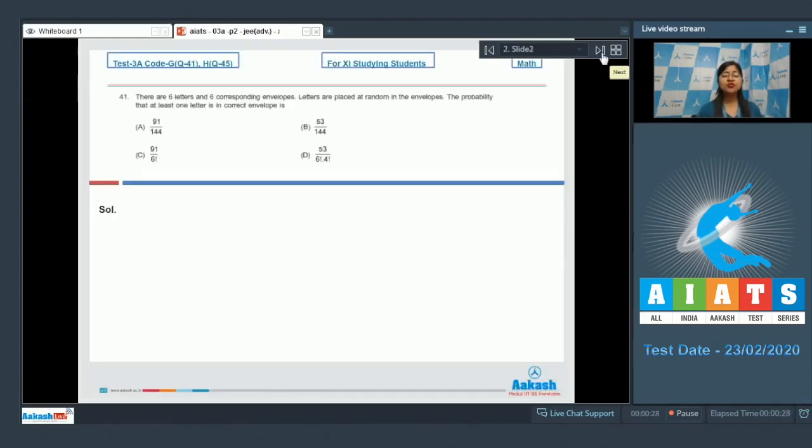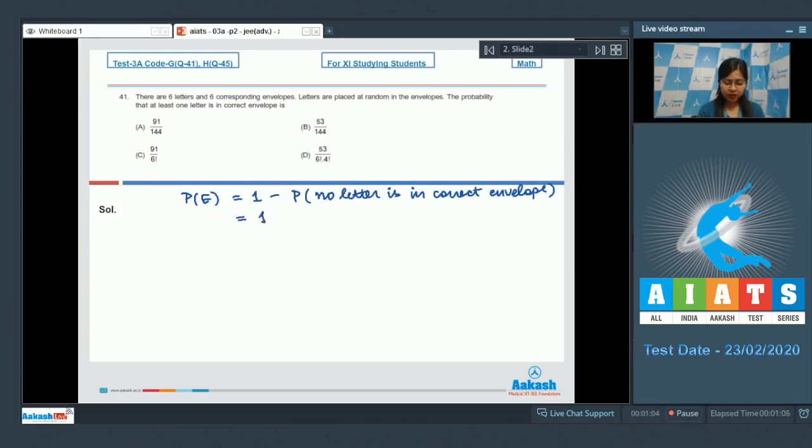Let's start with question number 41, which says there are 6 letters and 6 corresponding envelopes. Letters are placed at random in the envelopes. The probability that at least one letter is in the correct envelope is. See, the required probability, let us say, of the event E is equal to 1 minus the probability that no letter is in the correct envelope, meaning derangement of 6 things, right?